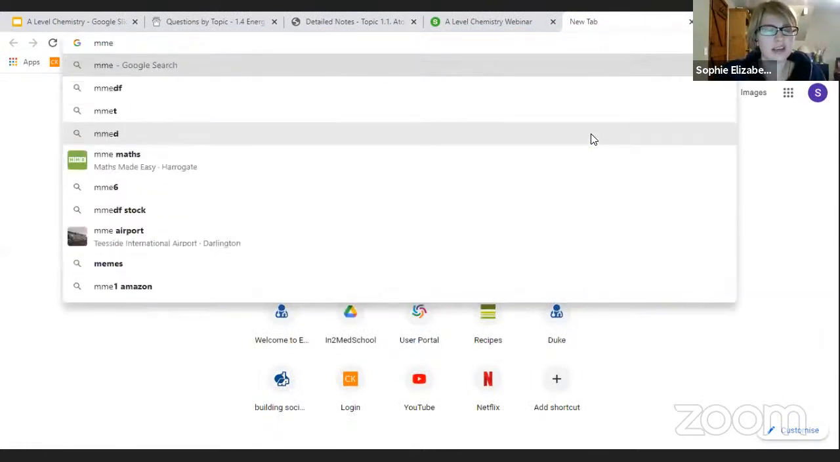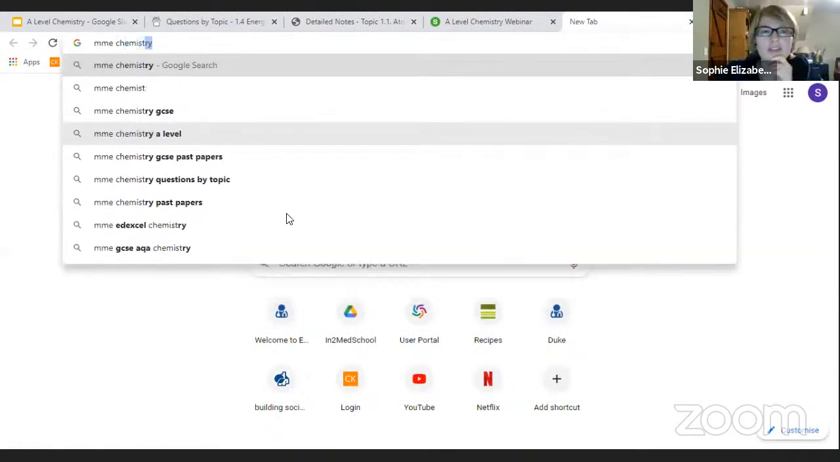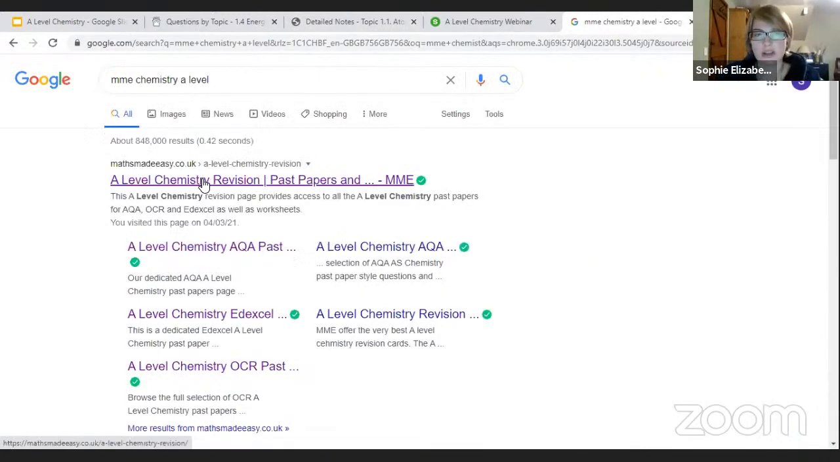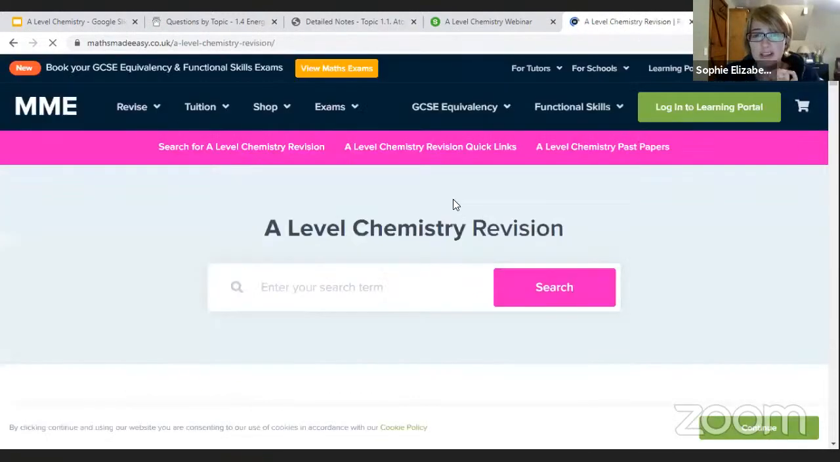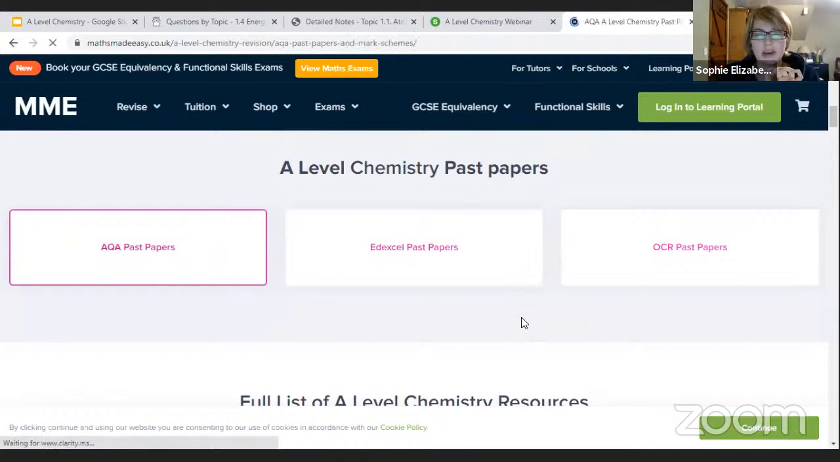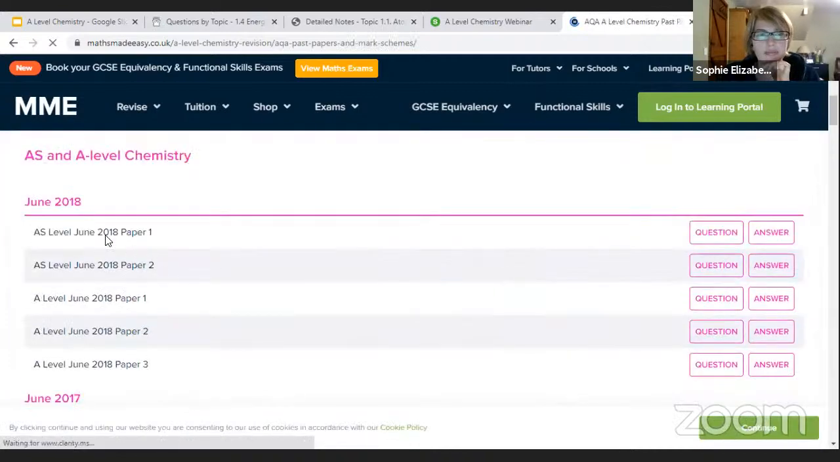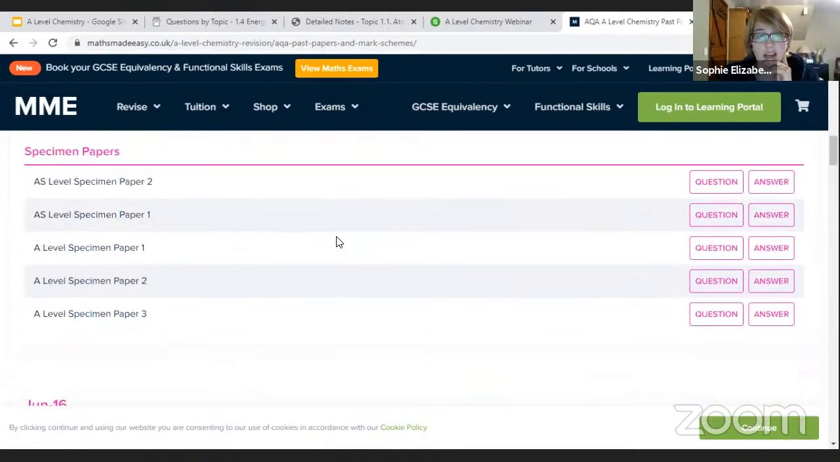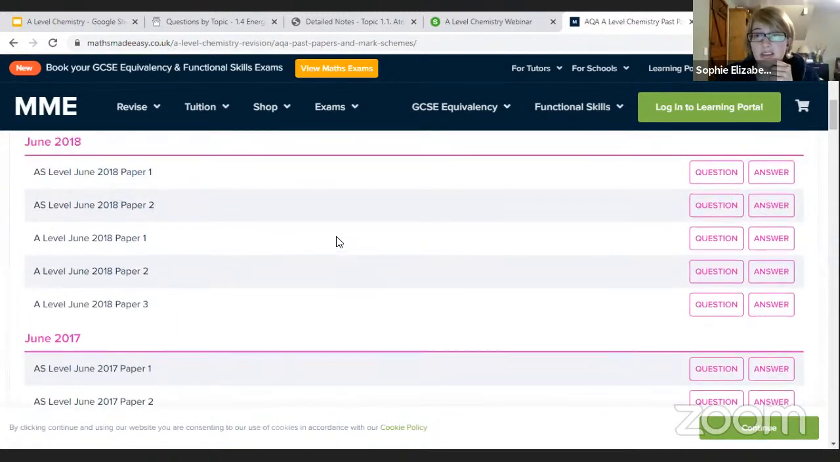The other thing, I think there's something called MME, is it? Chemistry paper, which gives you the past papers. So mathsmadeeasy.co.uk gives you the past papers for, I think, just the last couple of years. If we go AQA, you can see it's got your question, answer, and I think it goes all the way back. AS included as well, for whoever asked about AS resources. That's a good one, for all three papers actually. So those are the two that I know of.